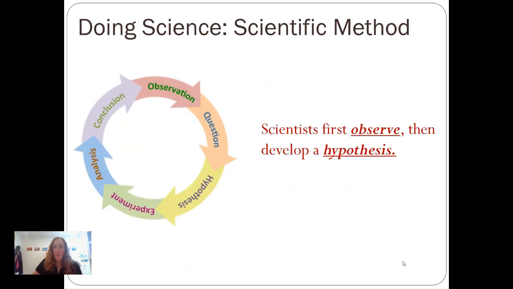So, again, if it's been a while since you've had the scientific method, it basically follows a cycle. First you're going to make some kind of observation about a phenomenon. So you'll observe the sky is blue. Then you're going to ask a question. You have your observation, the sky is blue. Your question, why is the sky blue?